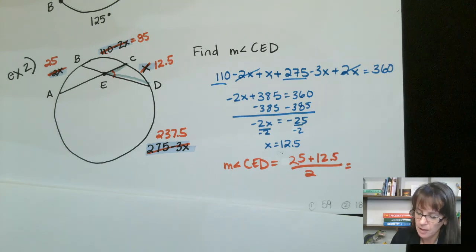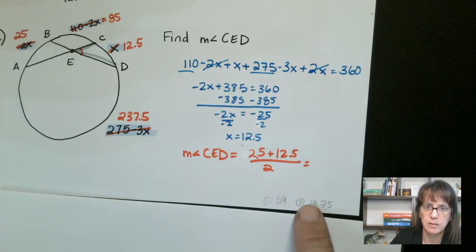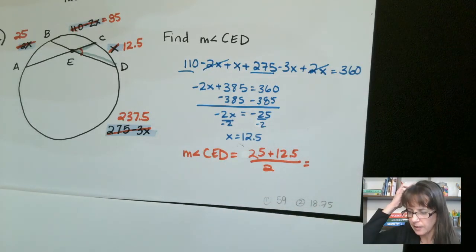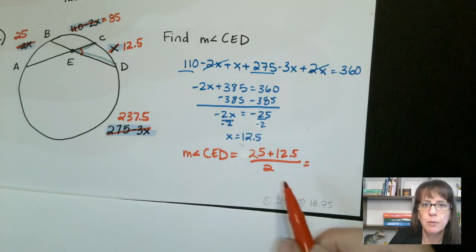Hold on one second. Do we want to find CED? Yes. Hold the phone. I did not make a mistake. I just don't know how to read. You'll notice I write the answers down here just to make sure that I don't mess up. And I was like, 59, what? Ah! But I did not mess up.